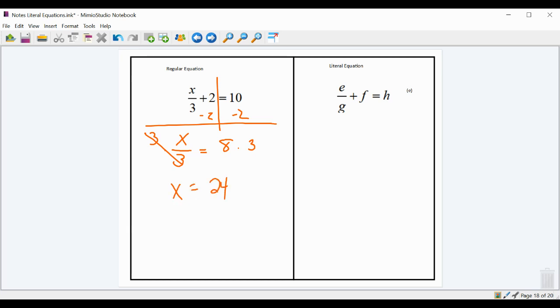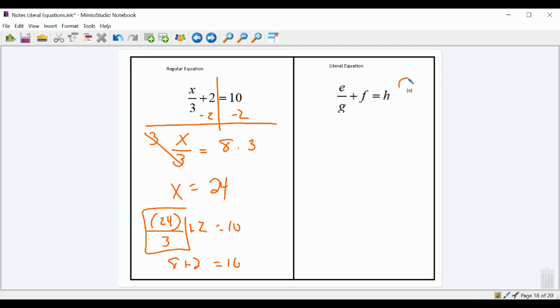All right? And if you don't believe me, again, you can just plug these in. 24 divided by 3 plus 2. What is this flashcard? 8. 8 plus 2 equals 10. We know that's a true statement.